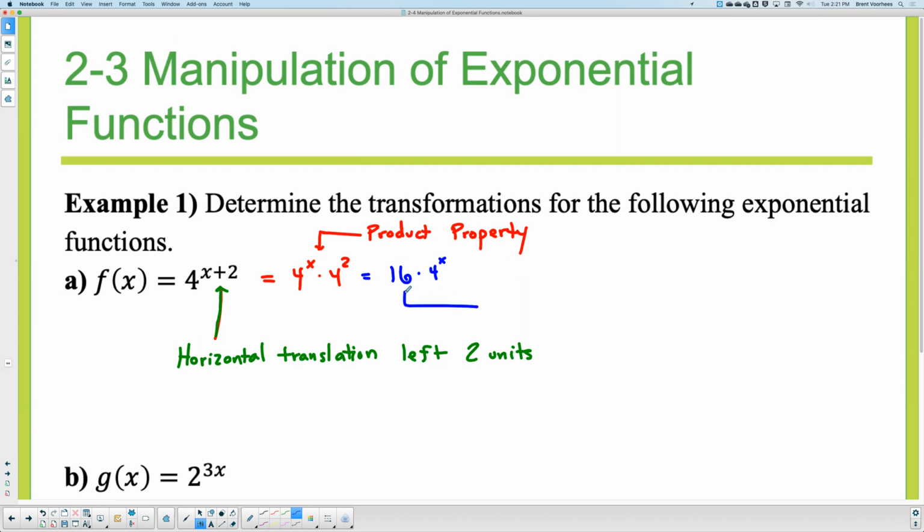This 16, the initial value, is the vertical dilation. Dilation means you're multiplying. Whoops, forgot the C. Vertical dilation. I can't spell. Let's try this again. Dilation. There we go. Vertical dilation. And you would say by factor 16 because that's what you multiply by.